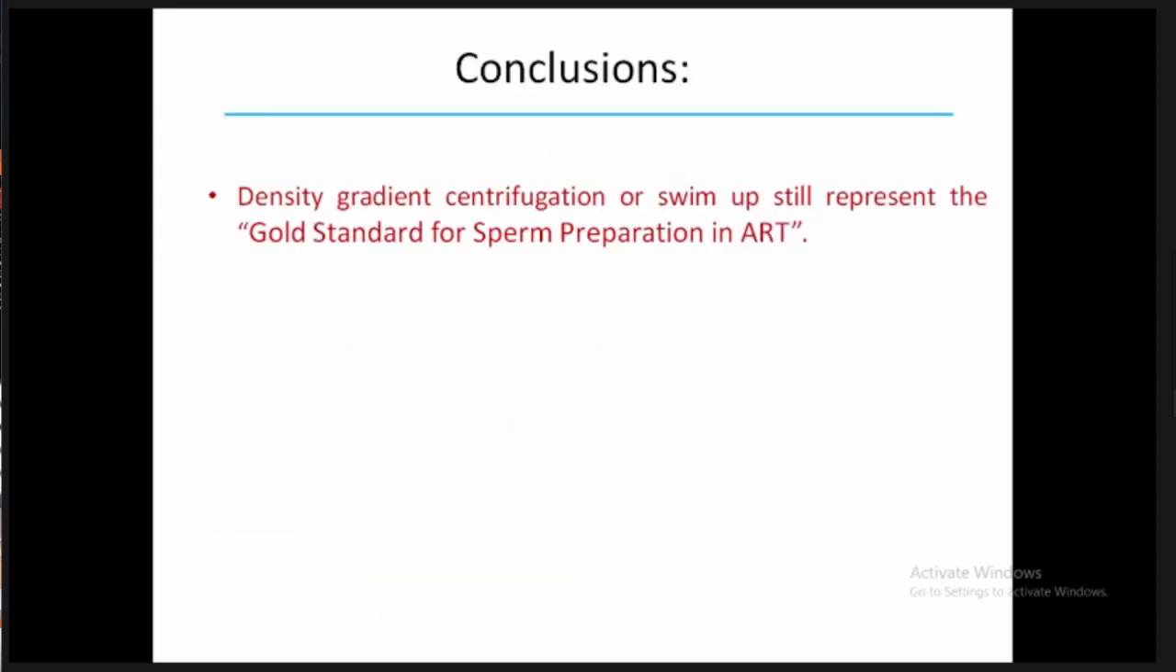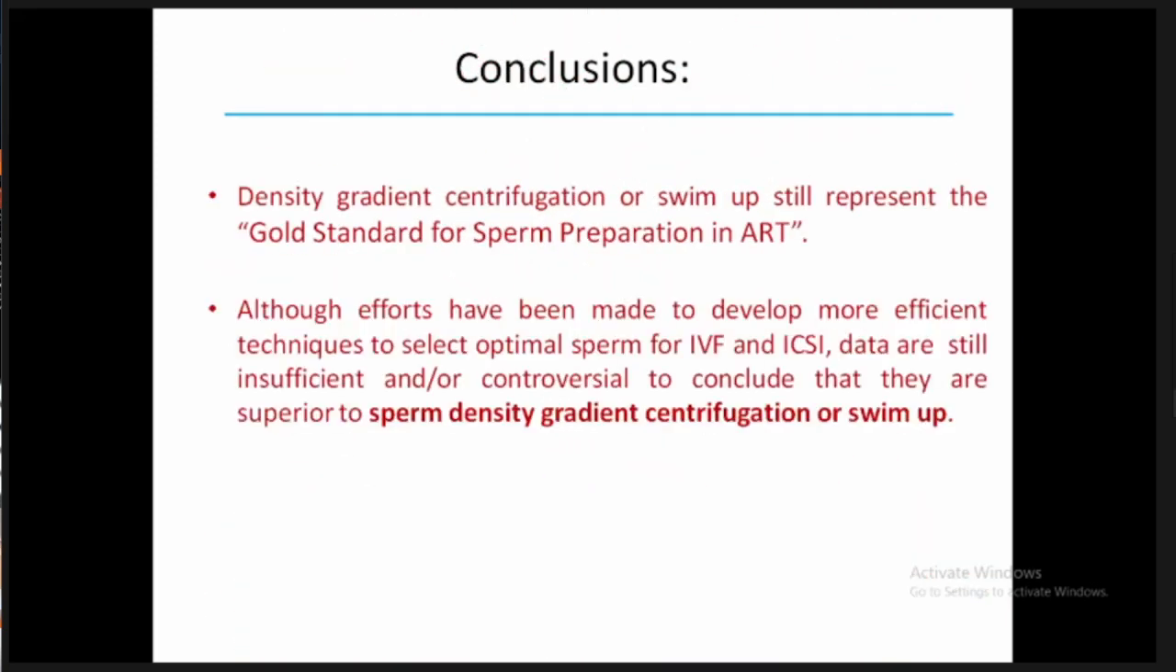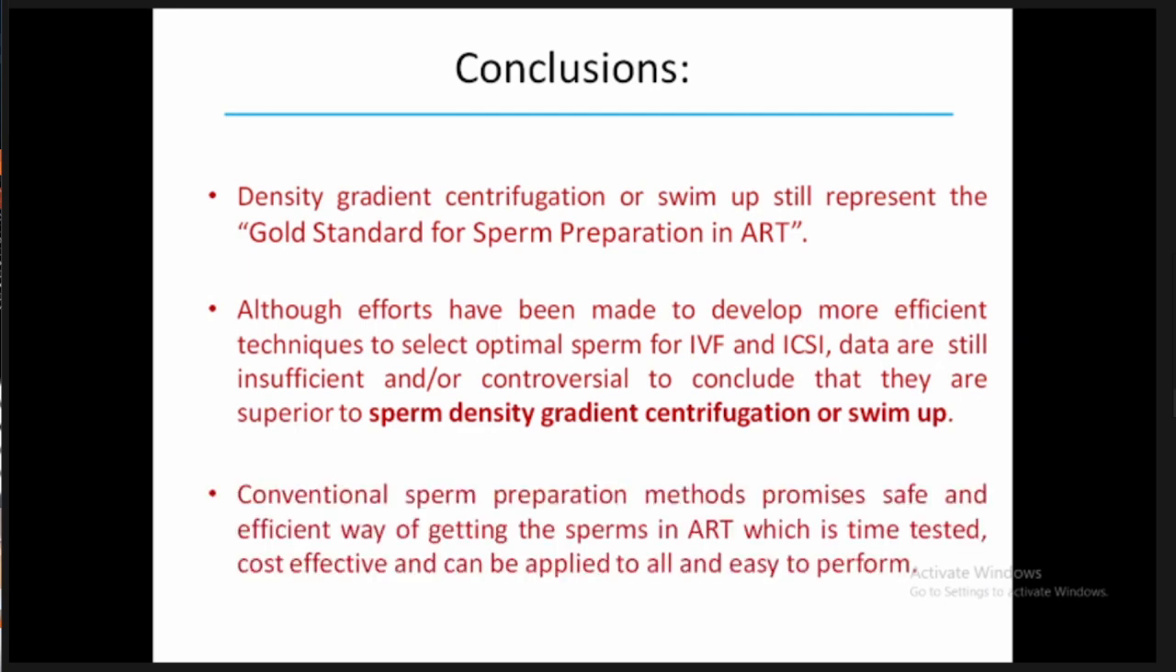Coming to the conclusion, density gradient centrifugation or swim-up still represents the gold standard for sperm preparation in ART. And also efforts are being made to develop more efficient techniques to select the optimal spermatozoa for IVF or ICSI, but data says that they're still insufficient. And with whatever data is available, it's still controversial to conclude that they are superior to sperm density gradient centrifugation or swim-up. And also conventional sperm preparation methods promise a very safe, efficient way of getting the sperms in ART, which is also time tested, cost effective, can be applied to all, and easy to perform.